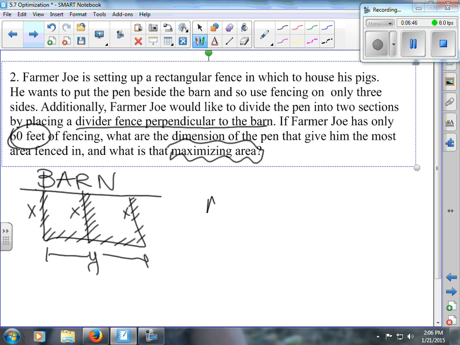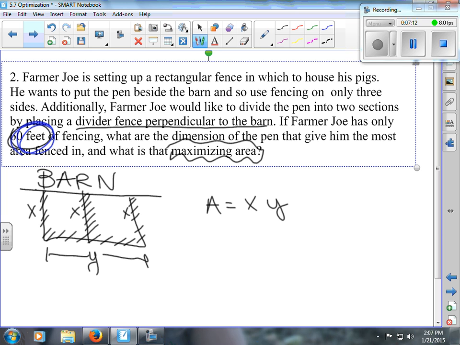Now, my primary equation will involve area because that's what I want to maximize. So area is the product of x times y here. My secondary equation is going to use the fact that I have 60 feet of fencing. So that's my constraint. Farmer Joe can't build the biggest pen possible because he only has 60 feet of fencing that he's going to use.